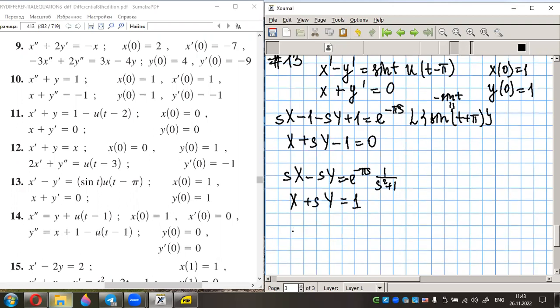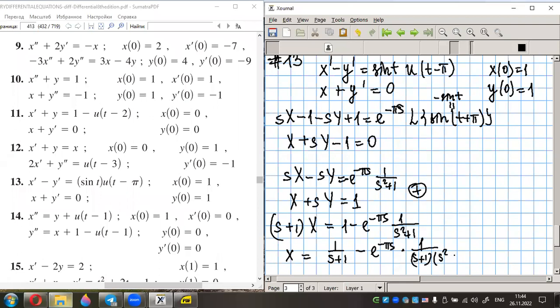Okay, so what can we do? Let me add these equations. (s plus 1) times Y equals 1 minus e to the minus pi s times 1 over s squared plus 1. So X equals 1 over s plus 1 minus e to the minus pi s times 1 over (s plus 1)(s squared plus 1).